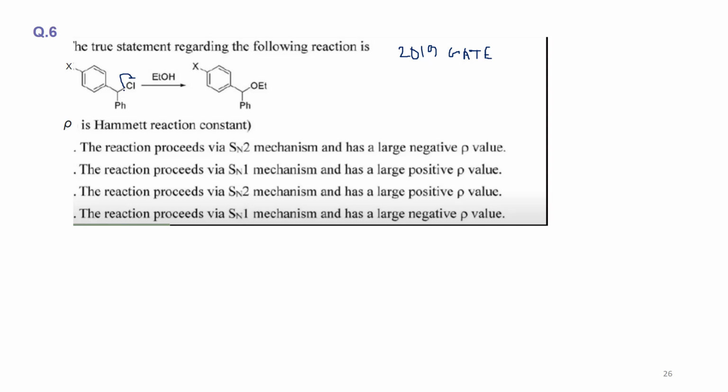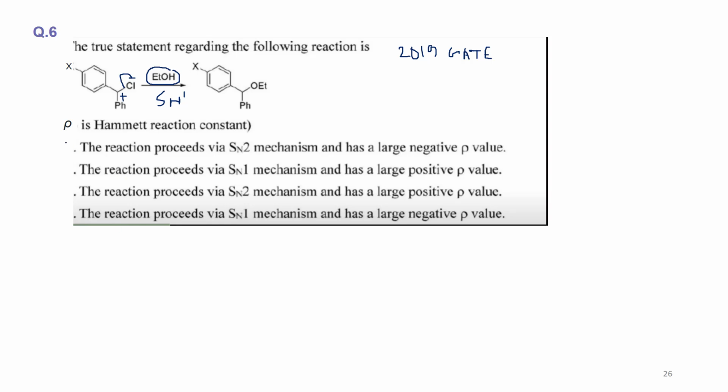So how will the reaction go through? The nucleophile is not negatively charged, so that nucleophile is not that strong. The reaction will obviously go through SN1. First it will eliminate the leaving group and form a carbocation intermediate. Whenever a carbocation intermediate forms, as we have discussed, if the reaction is going through a carbocation intermediate, the rho value will be negative. So it will be SN1.